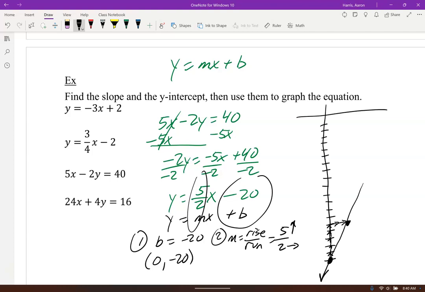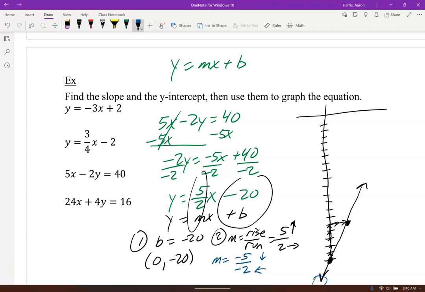And I should mention as well that if you go up 5, right 2, that's actually the same thing as negative 5 over negative 2, isn't it? That's the same thing, right? So I could actually go down 5 and left 2. The problem is it's off the graph. It's way down here, but I don't have room to go down 5, left 2 from the plotting that I've done here. I just didn't leave myself enough room in the window.